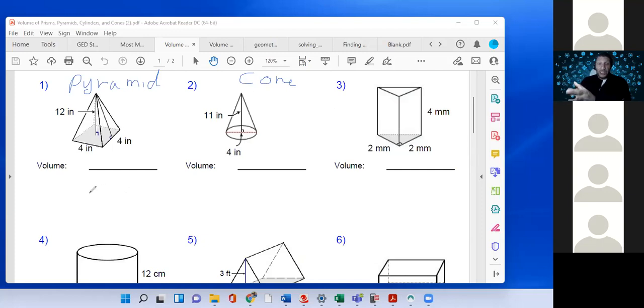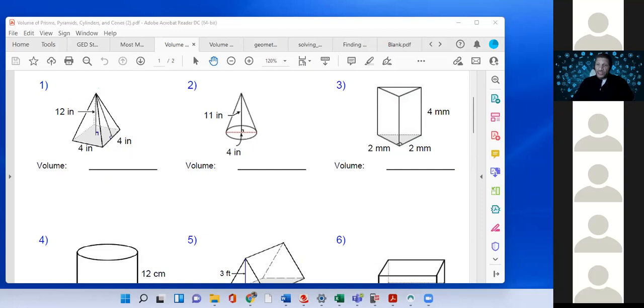Can anybody tell me the formula for the volume of a pyramid? Is it 1/3? 1/3 base times height? Okay. Now this is what I want you to understand. I'm going to save this and I'm going to clear it for a second because this is very important for you to understand.